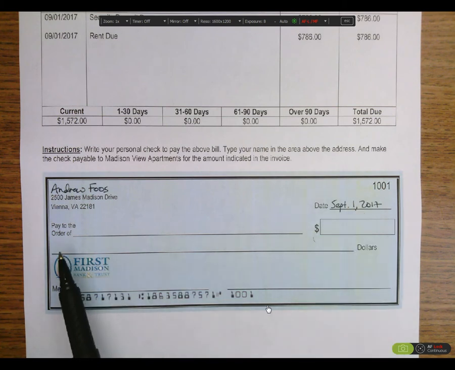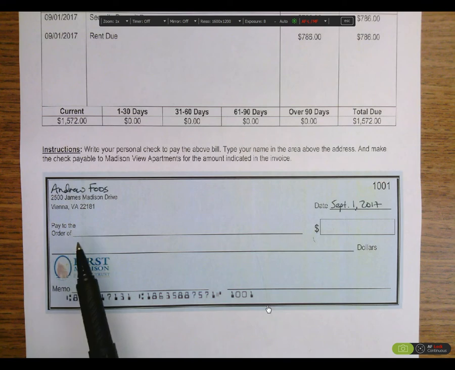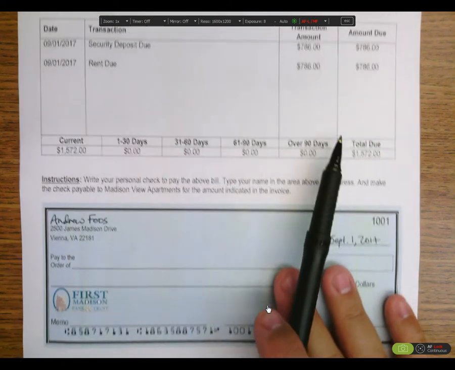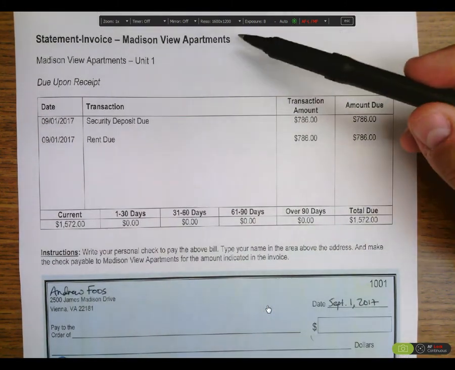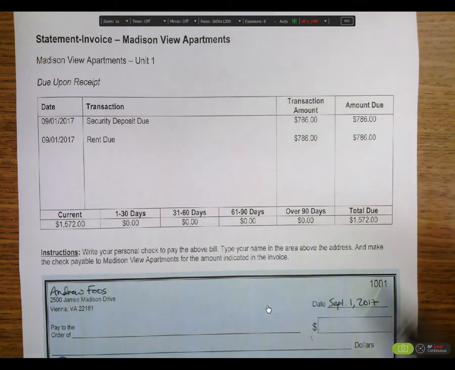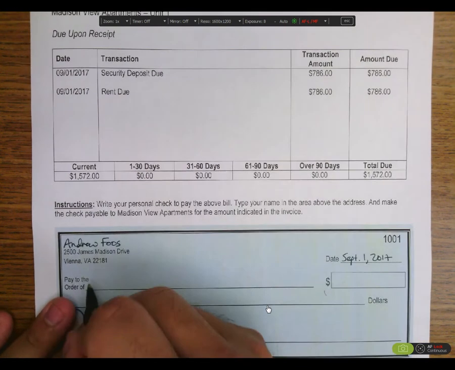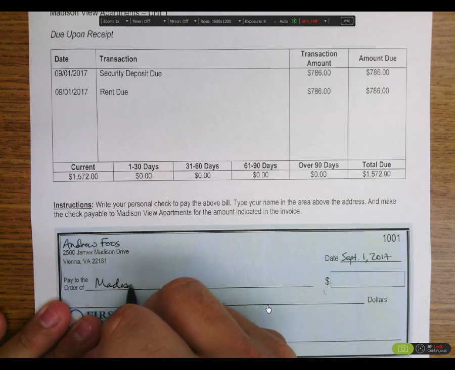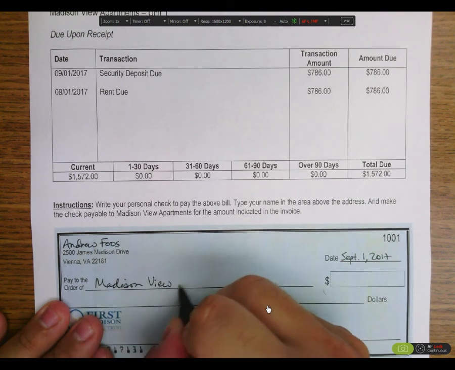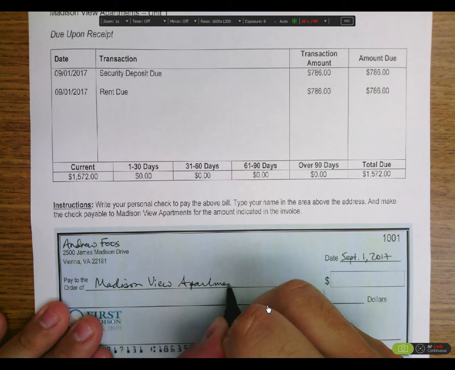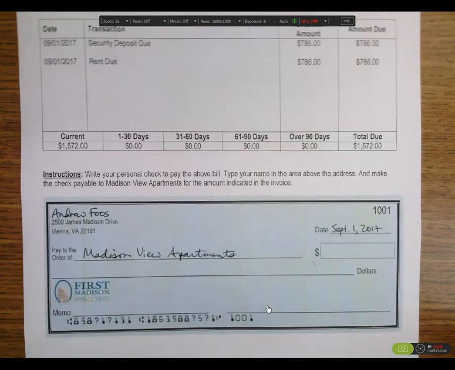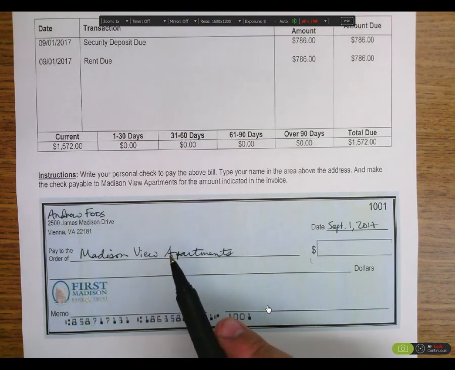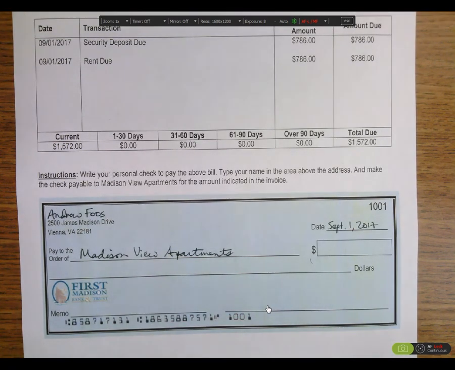The pay to the order portion is where we write out who is going to receive the check, who we are paying. In this case, we go back up here and we see that we are being invoiced by the Madison View Apartments. That's who's receiving our check. So when it says pay to the order of, we will write Madison View Apartments. And if it was for Dominion Energy, we would put Dominion Energy, or DirecTV, or whoever's getting paid goes here under the pay to the order of.